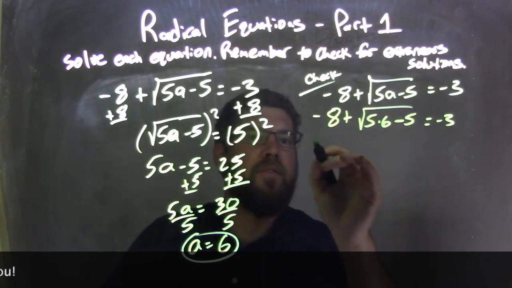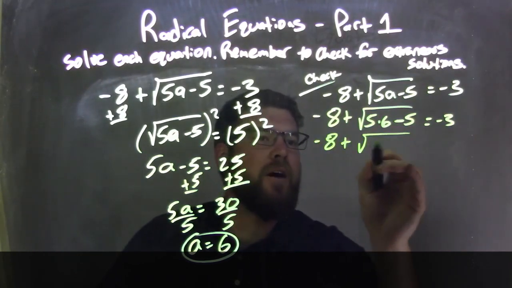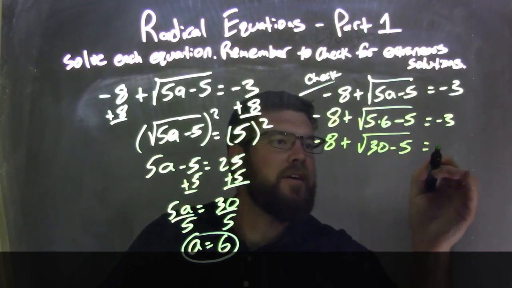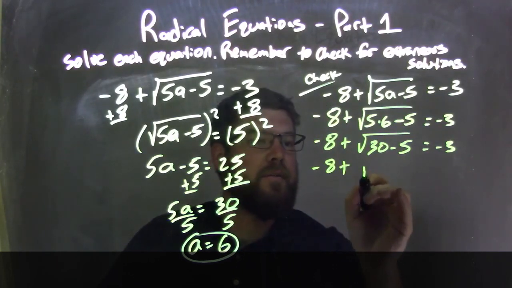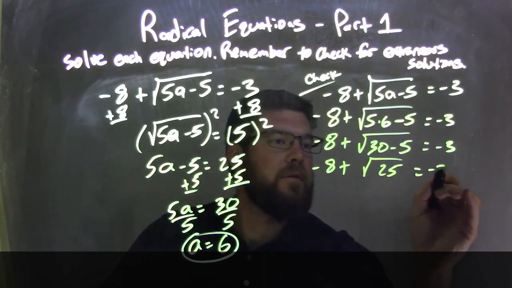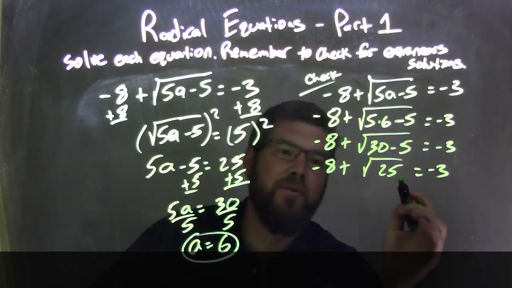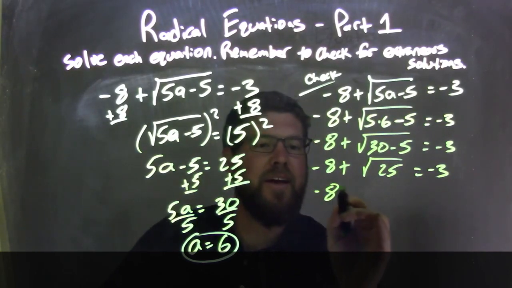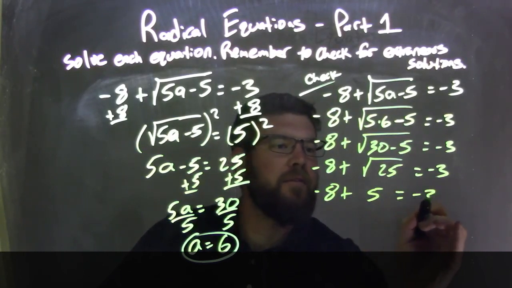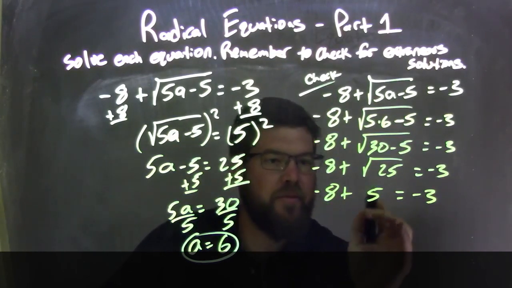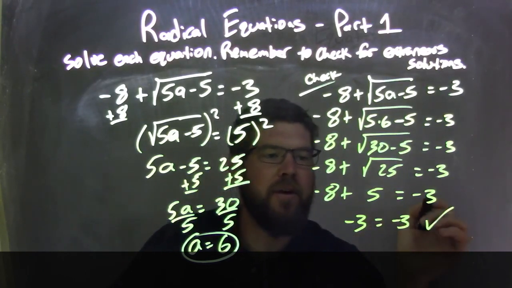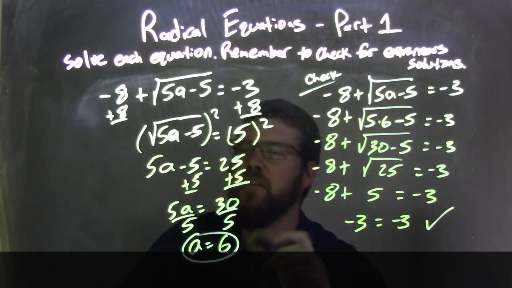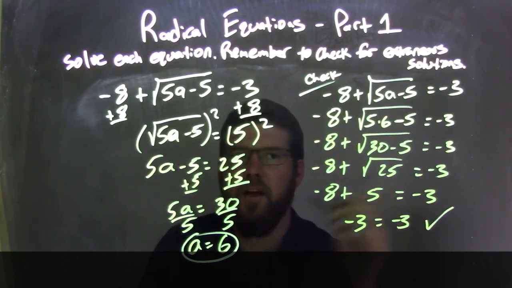Well, 5 times 6 is 30, so negative 8 plus the square root of 30 minus 5 equals negative 3. 30 minus 5 is 25, so 25 in the square root. The square root of 25 is 5, so negative 8 plus 5 equals negative 3. And negative 8 plus 5 does in fact equal negative 3. So my left and right are equal. Fantastic. A equals 6 is my real answer here. Nothing was extraneous.